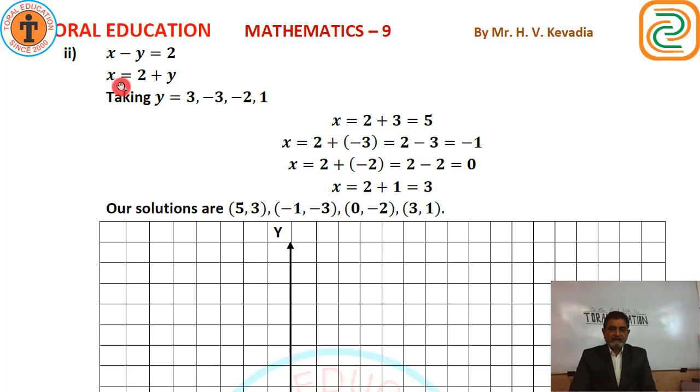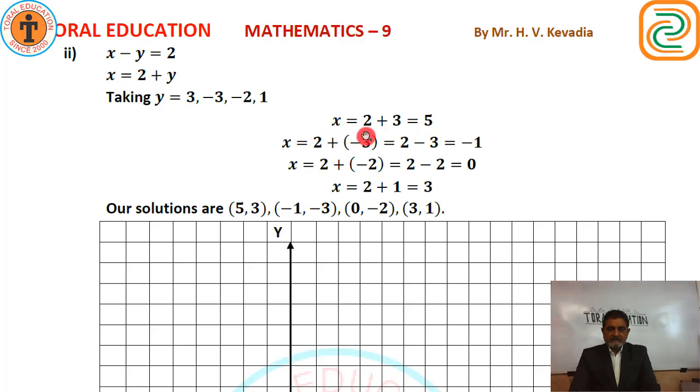Now the second one, x minus y equals 2. We have converted this into x form, so x has been made the subject: x equals 2 plus y. Taking y equals 3, minus 2, 1. I have taken different values; whatever we want to take, we can take. So you don't need to think about where these numbers have come from.